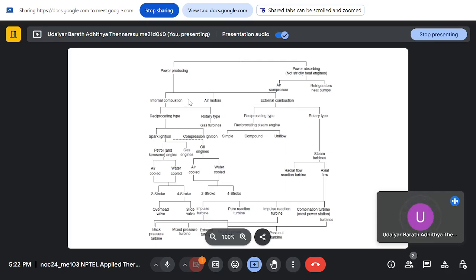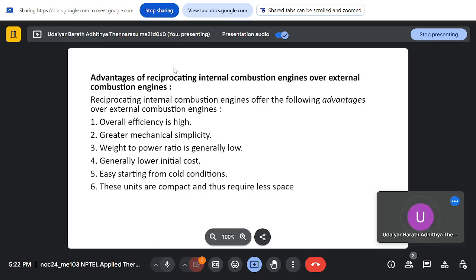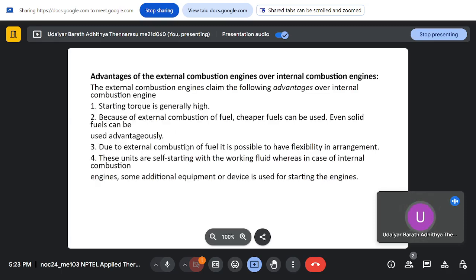Or it is an internal combustion engine. Similarly, you can have an external combustion engine. This is a brief chart on that. The advantages of the reciprocating internal combustion engine over the external combustion engine are: efficiency is high, you have greater mechanical simplicity, the weight to power ratio is low, and the initial cost is less. It is easy to start in cold condition, it is very compact, and it requires very small space.